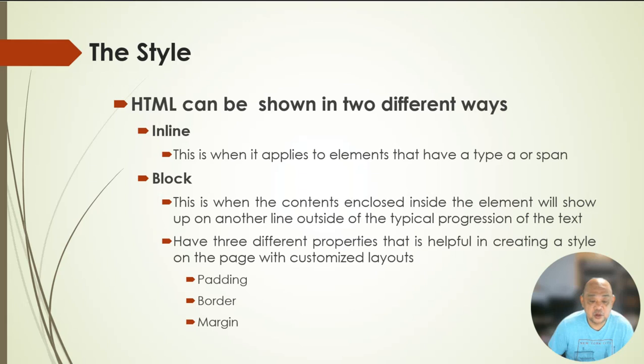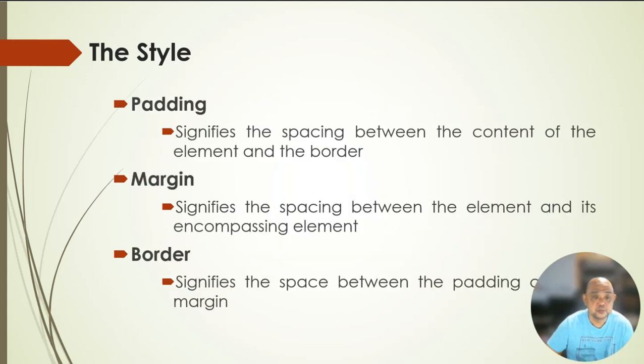Block also has three different properties that are helpful in creating a style on the page with a customized layout, which are padding, border, and margin. Padding is the spacing between the contents of the element and the border, while margin is the spacing between the element and its encompassing element, and the border is between the padding and the margin. By using these three you can manipulate the spacing and blocking of the contents to your desire.